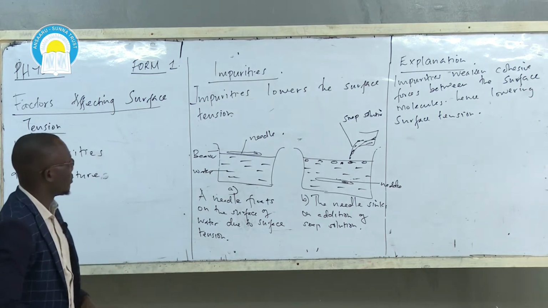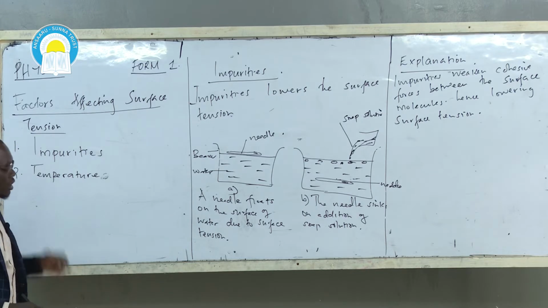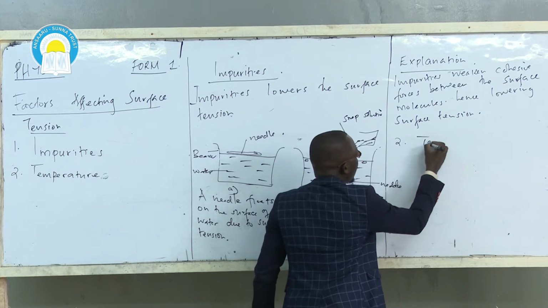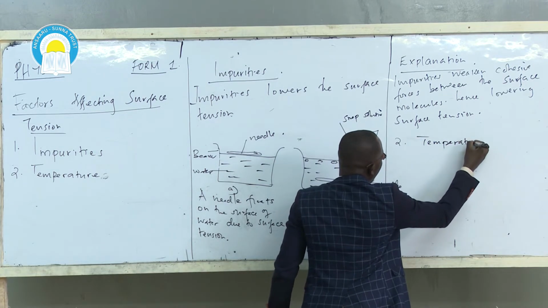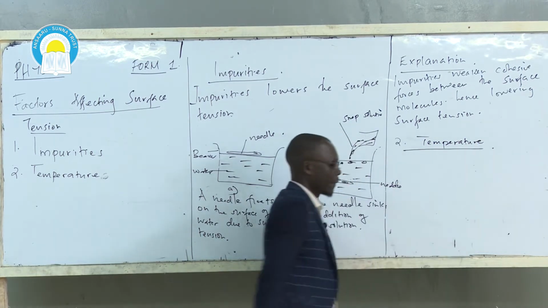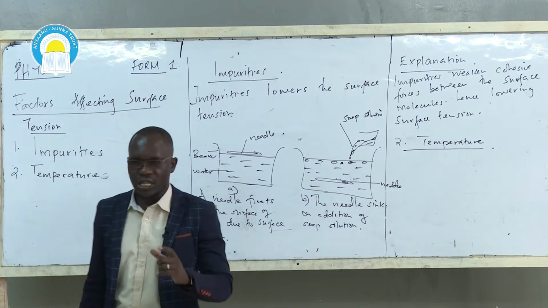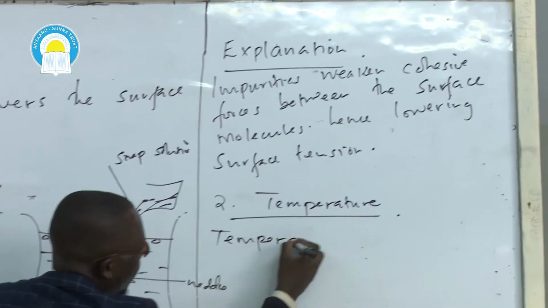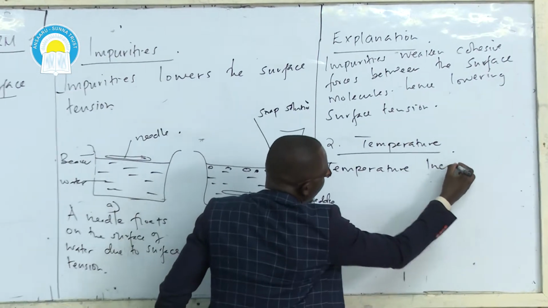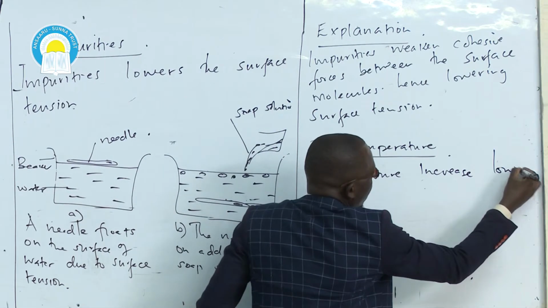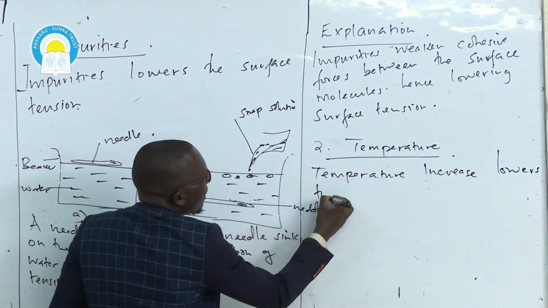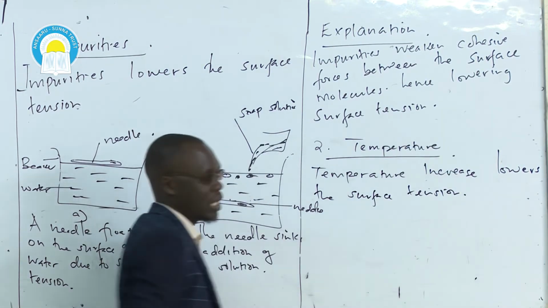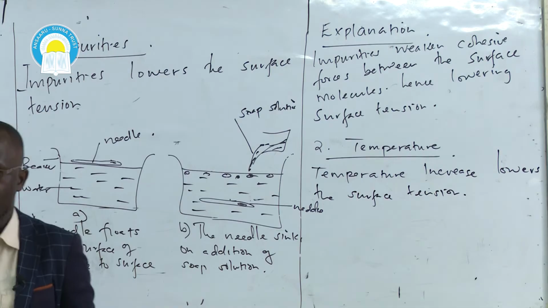Our factor number two is temperature. Now let's look at temperature. How does temperature affect surface tension? Temperature increase lowers the surface tension. That is how temperature, as our second factor, affects surface tension.